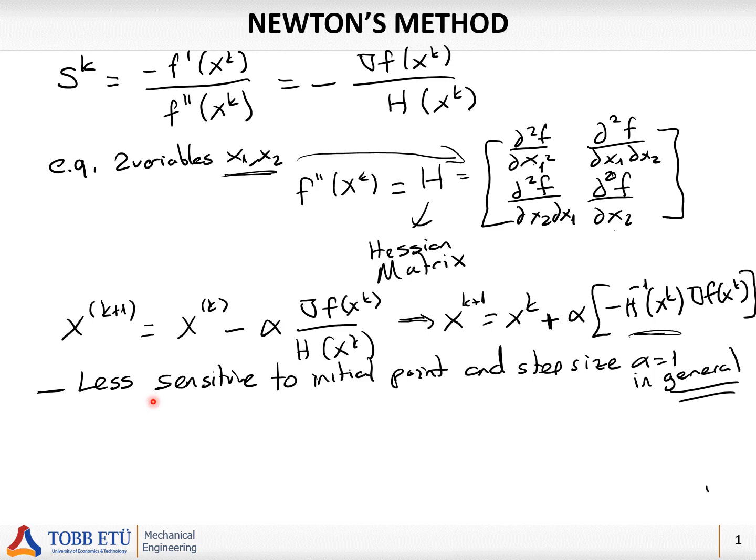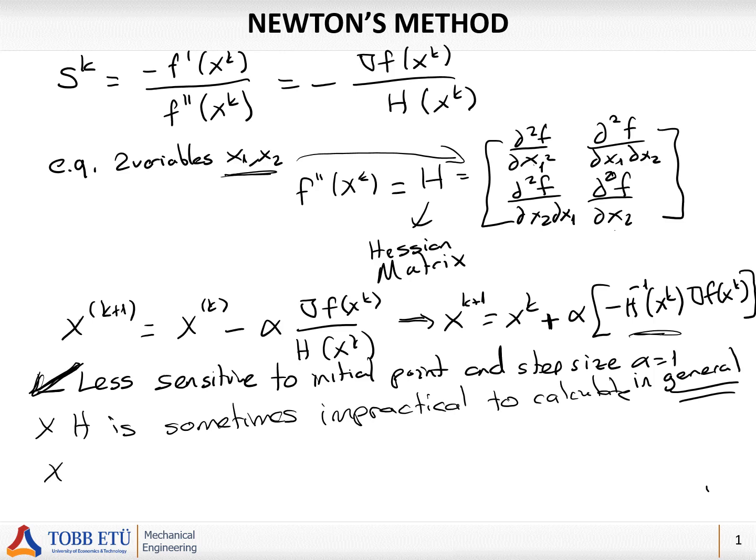The reason for having less sensitivity is that we are using the second derivative as additional information. The more information you have, the faster you go to the optimum point. So that's why this is less sensitive, because we are using the second derivative as additional information. This is the advantage, so let's put a tick. The disadvantage is that H is sometimes impractical or difficult to calculate.